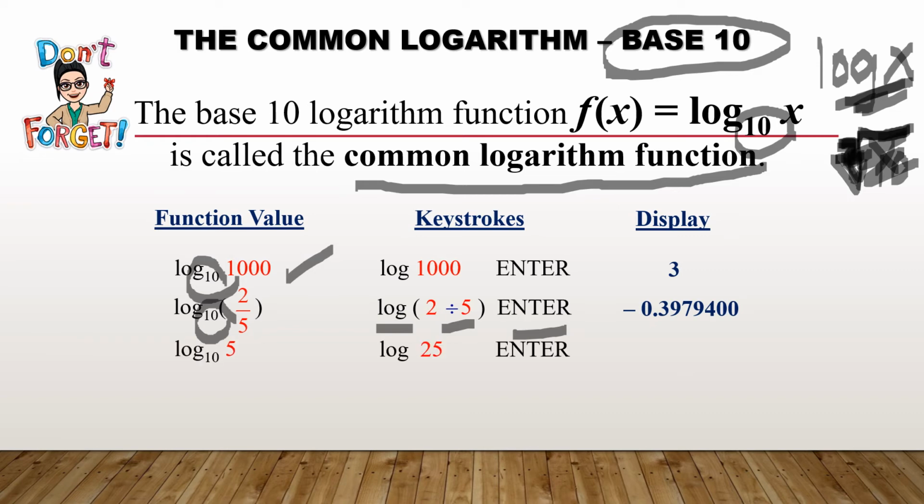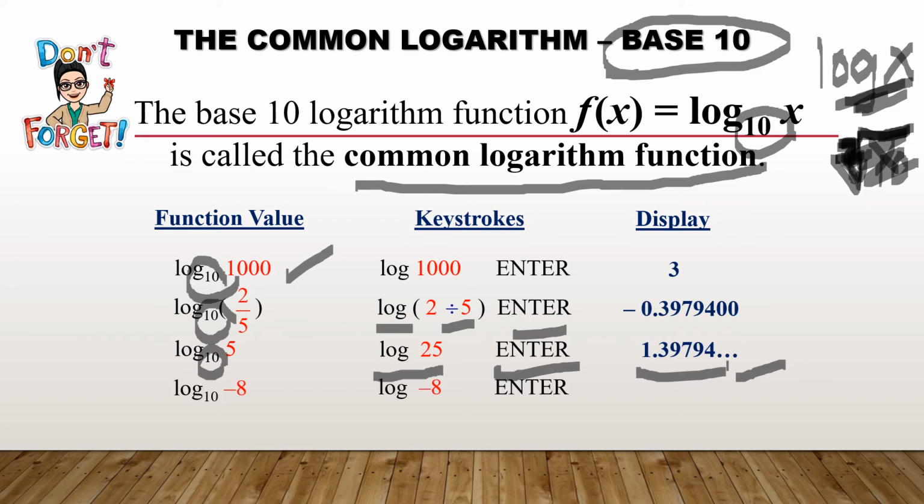Next example, logarithm of 5 to base 10. This is asking us what should be the exponent of 10 for us to get 5. So using a calculator again, press log, press 5, and press enter, and the result that you will get is 1.39794 and so on and so forth. So it's not exact.